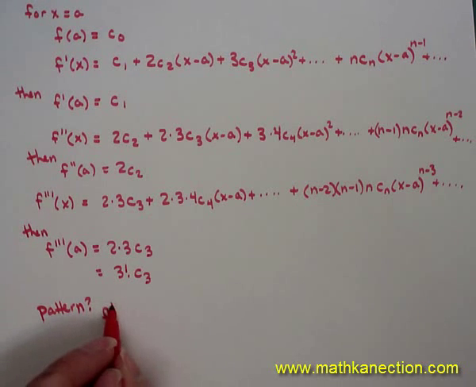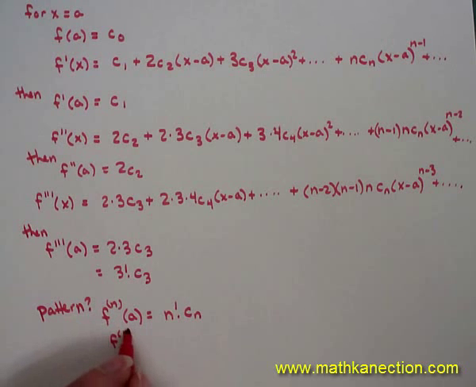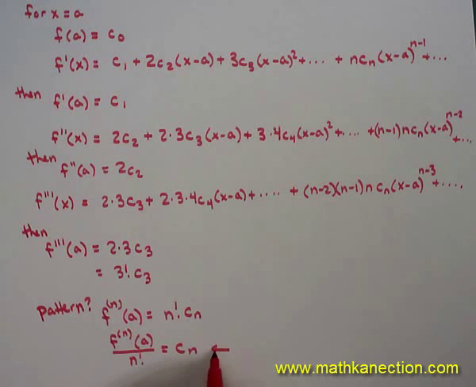And so what's the pattern? Well, the nth derivative of f at a is equal to n factorial c sub n. And by solving for c sub n, we get the nth derivative of f at a over n factorial is c sub n. And c sub n is the nth coefficient for f of x.